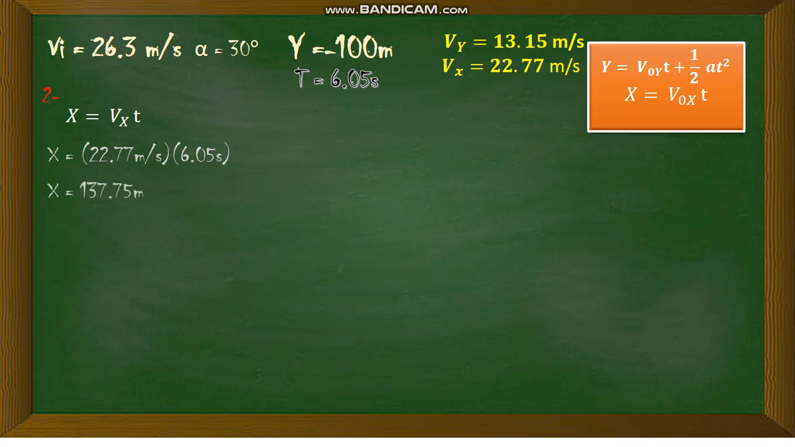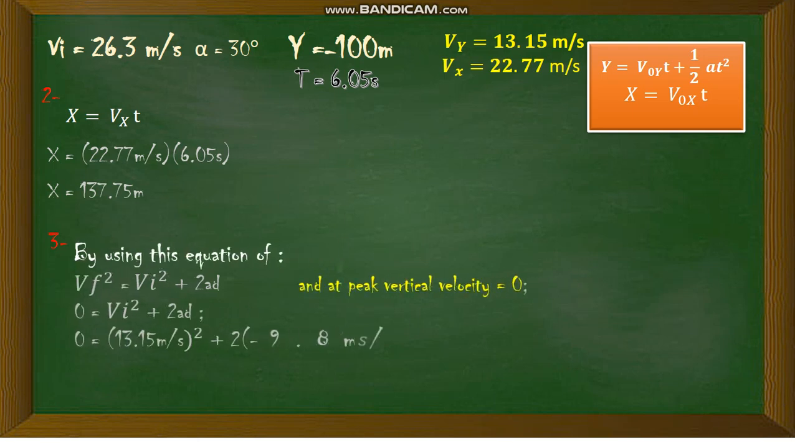Now, in part 3, how can we get the maximum height? Well, by using the equation v final squared equals v initial squared plus 2ad. And we know that at the peak, the vertical velocity equals 0. So we just substitute and get maximum height equal to 8.82 meters.